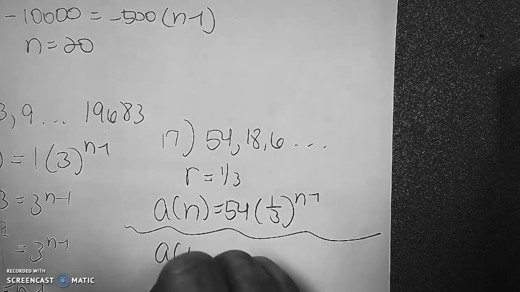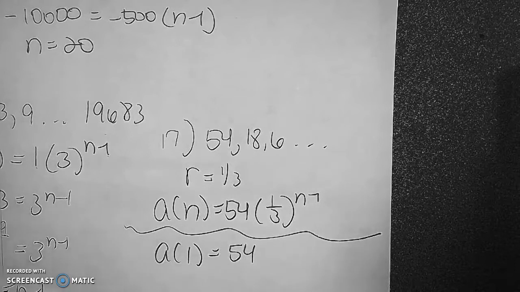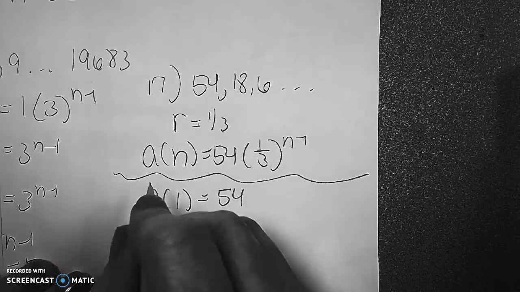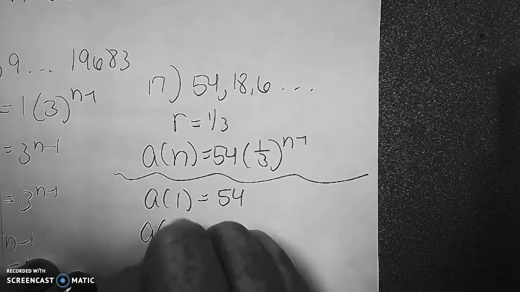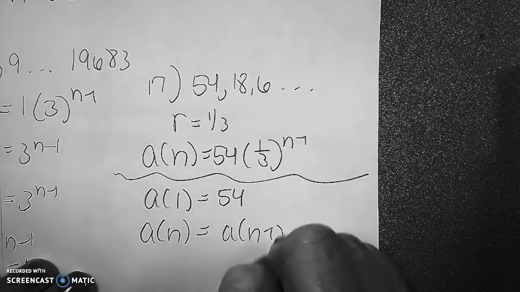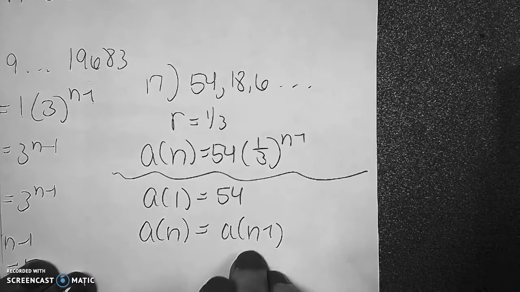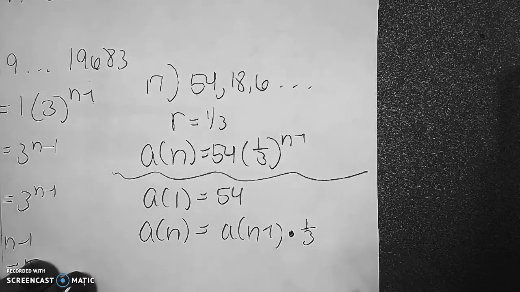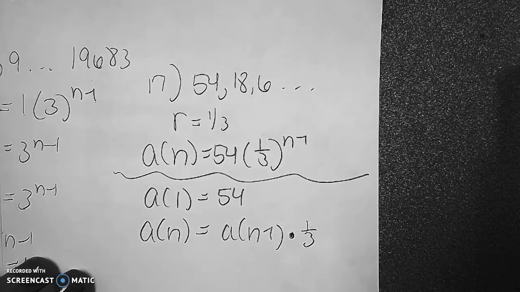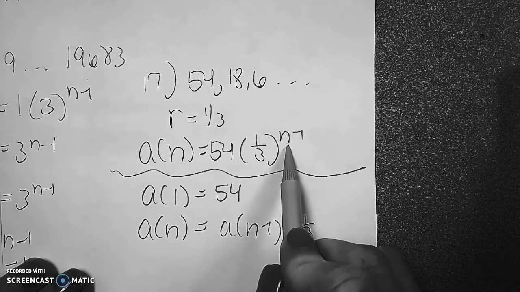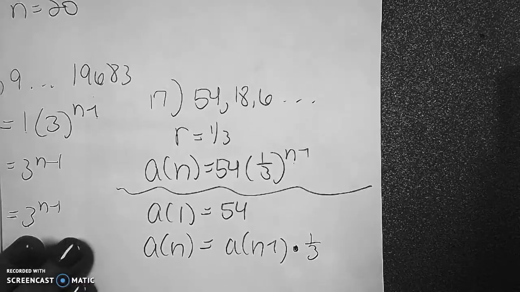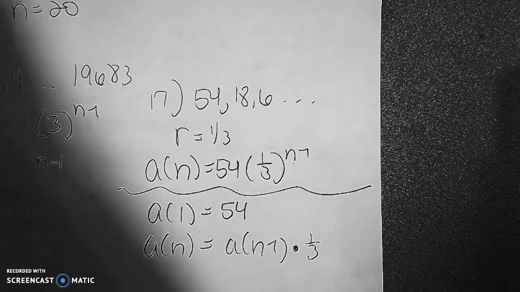Recursive, I need some term to start multiplying by 1/3. It doesn't have to be a1 is 54, but that's just the easiest to use at this point. And then recursive is always saying, what am I doing to the previous term to get the term I'm looking for? Well, here I'm multiplying by 1/3. And it does say find a sub 9. That would certainly be a calculator problem where you can just plug 9 in. But I think whoever was asking about the two types of equations.